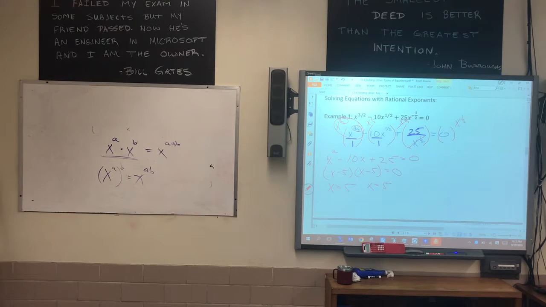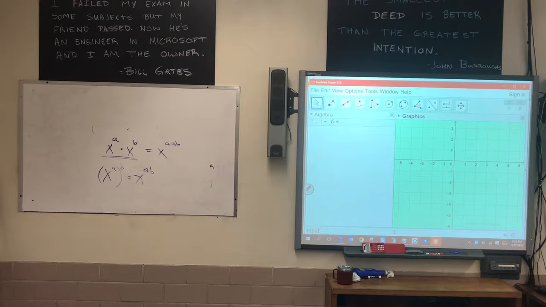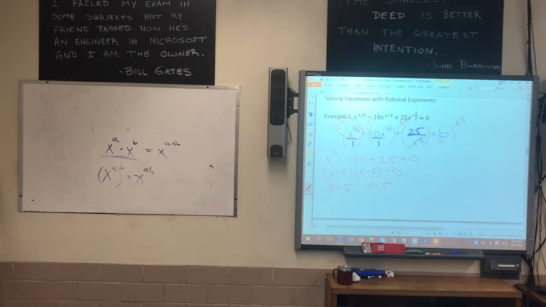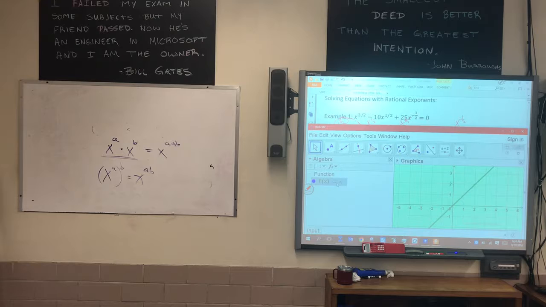I want to kind of walk through the process here, maybe graphically at first. Alright, so let me get a new window here. Alright, so what we started with was x to the 3/2. Alright, so x to the 3/2 minus 10x to the 1/2.